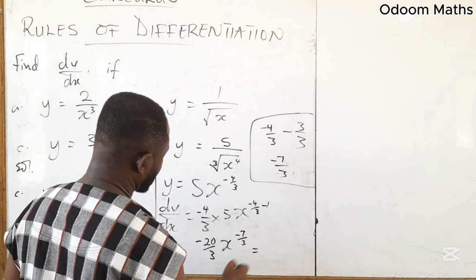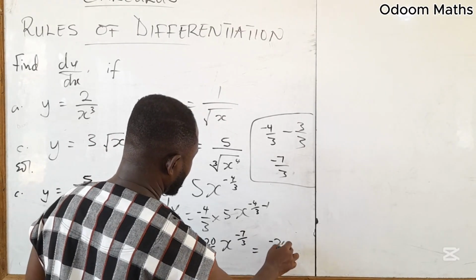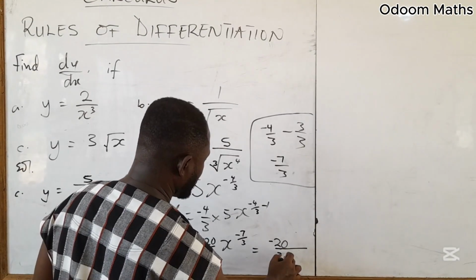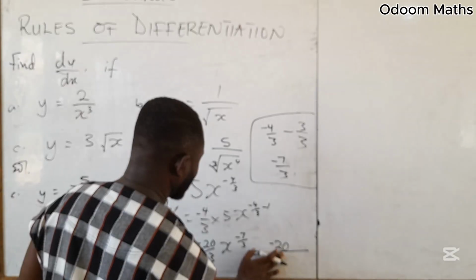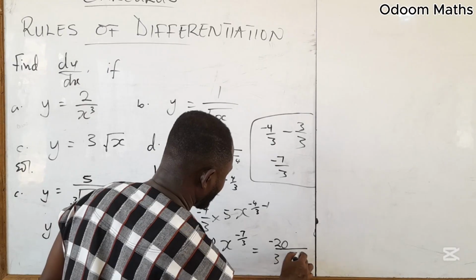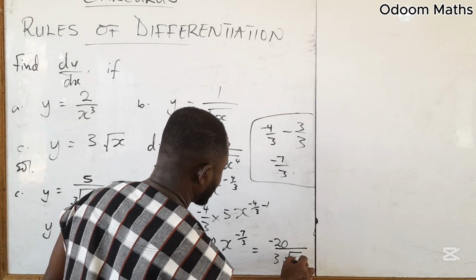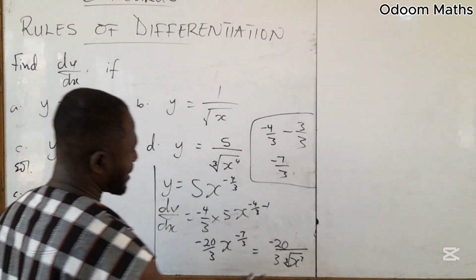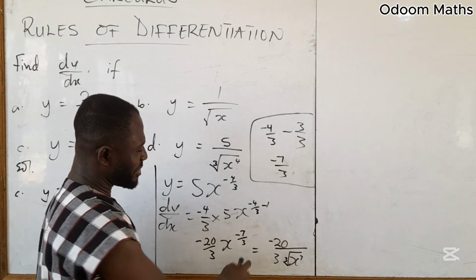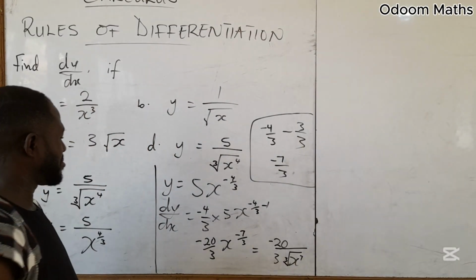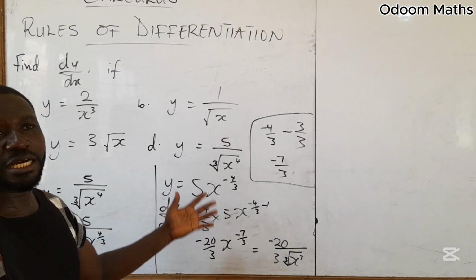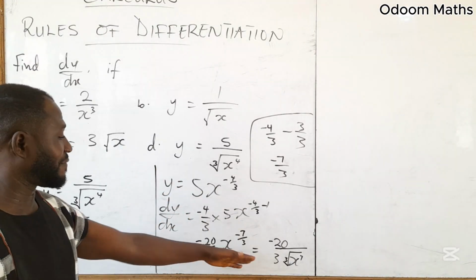And we can change this answer to be negative 20 over 3, then cube roots of x to the power 7. We need to be careful writing this, because the 3 here will make it cube roots. This is 3 cube roots of x to the power 7. Very interesting. So before working, you can try and pause, get your answer, and then compare after.